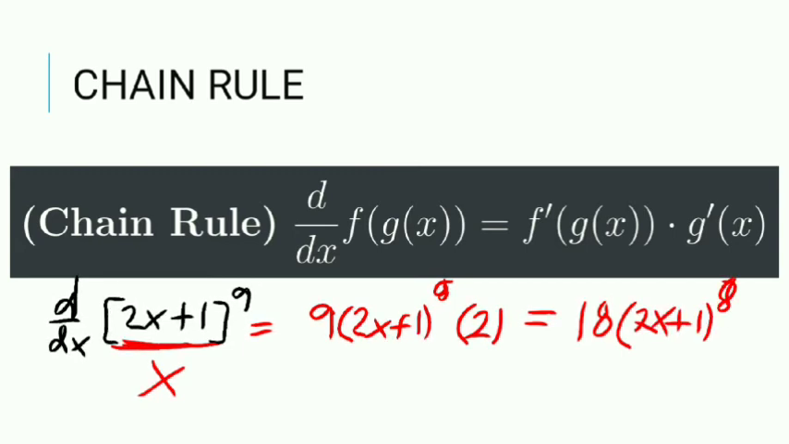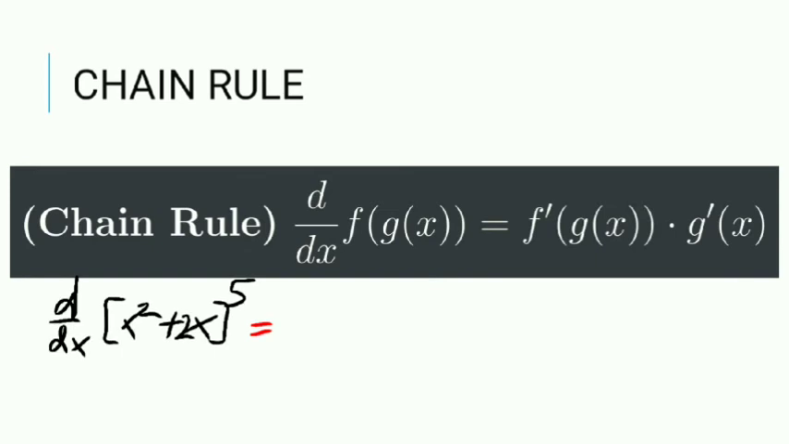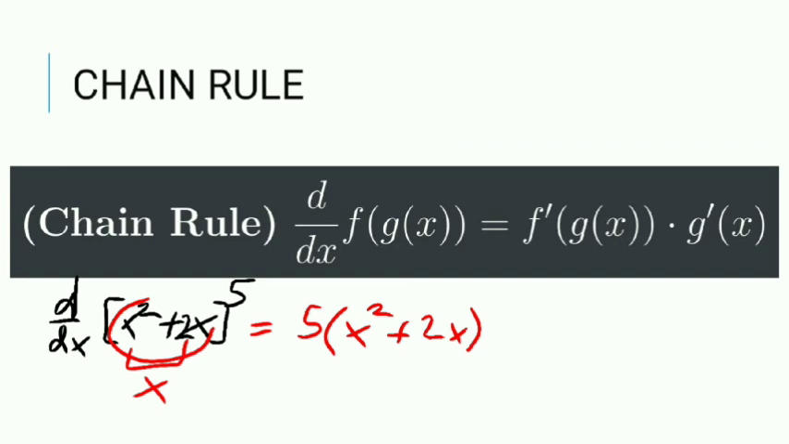Okay, let's try another example. Suppose we want the derivative of the quantity x squared plus 2x raised to 5. First, we're going to pretend that this is just a normal x. The derivative of x raised to 5 is 5 times the thing that we pretend is x, which is x squared plus 2x, raised to 4, since 5 minus 1 is 4, times the derivative of this, which is equal to 2x plus 2. And that's it.